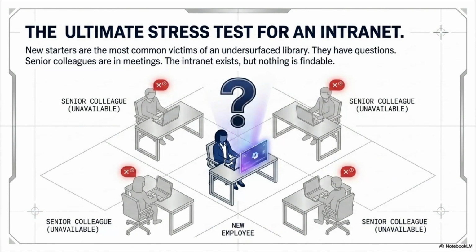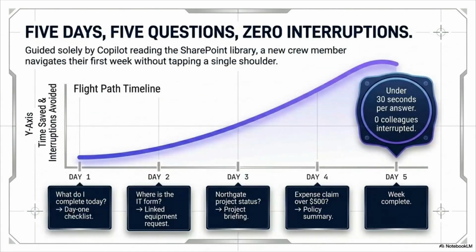The ultimate stress test for an intranet. New starters are the most common victims of an undersurfaced library. They have questions. Senior colleagues are in meetings. The intranet exists, but nothing is findable. Look at the diagram. 1 new employee in the center, 4 senior colleagues, all unavailable. The question mark is what happens without Copilot. Every question becomes an interruption. With Copilot reading the library, the new employee types the question. The answer comes back in under 30 seconds.